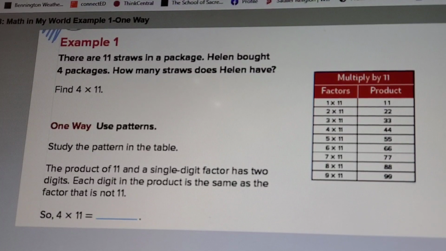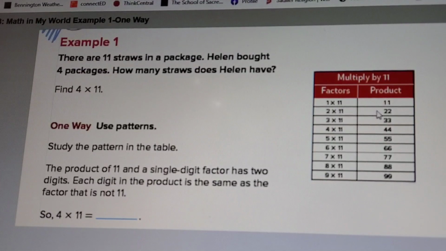Find 4 times 11. One way, use patterns. Study the pattern in the table. The product, which is the answer, of 11 and a single-digit factor has 2 digits. Each digit in the product is the same as the factor that is not 11. So when you have 4 times 11 here, your answer will be this digit 2 times, 44. We went over this in school.